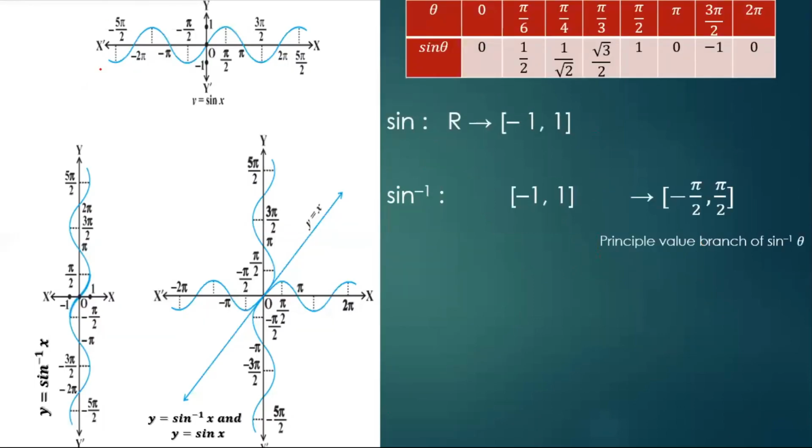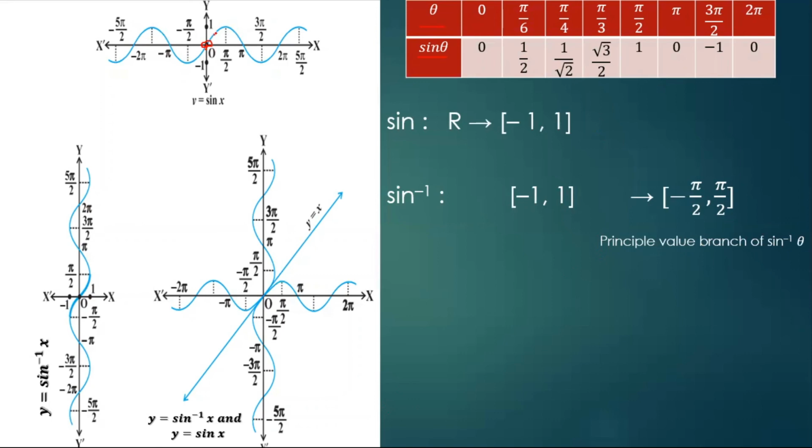This is a graph. How the graph is plotted. When the value of theta is 0, what is sine 0? 0. So we plot it here. Then sine pi by 6, that is sine 30. We know this is the x-axis and this is the y-axis, where we plot sine theta. So we have pi by 6 comma half. Pi by 6 is somewhere here and half is somewhere here.